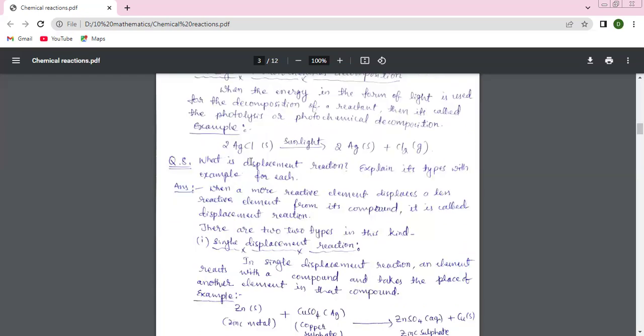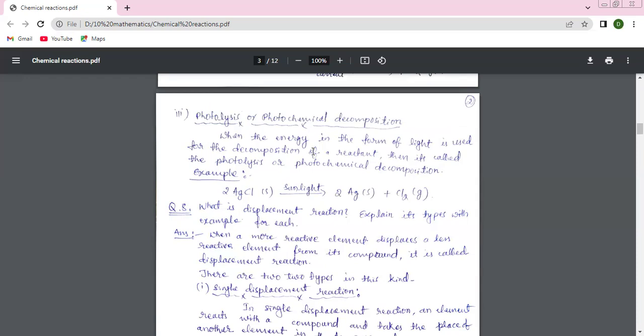So here is the example. AgCl is silver chloride. It is very sensitive to sunlight. When sunlight falls on AgCl, the silver and chlorine are separated. Silver remains in solid form, but chlorine gas is liberated. So this is an example for photolysis or photochemical decomposition.